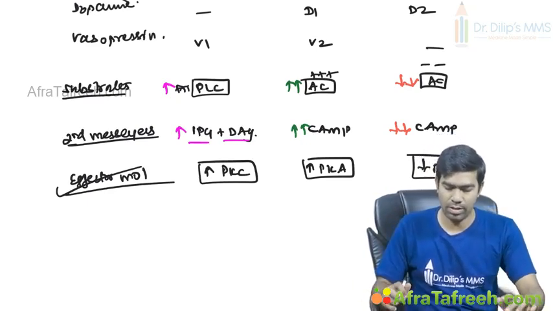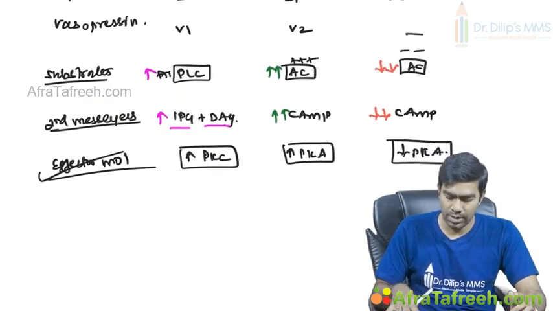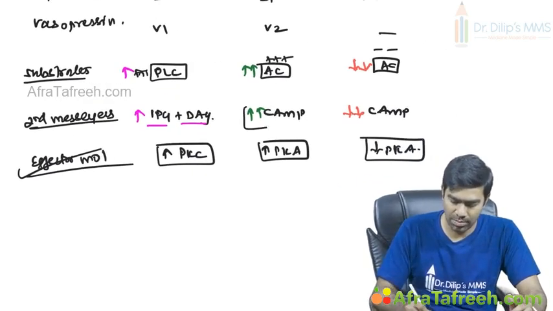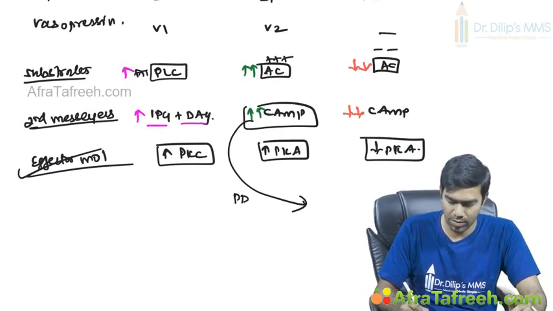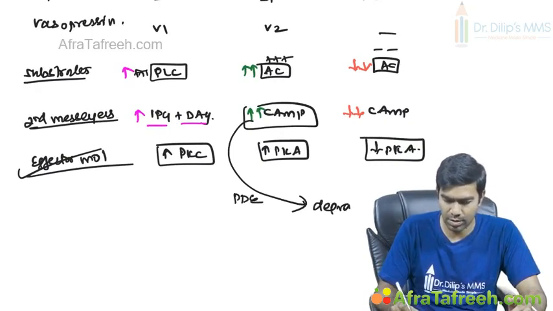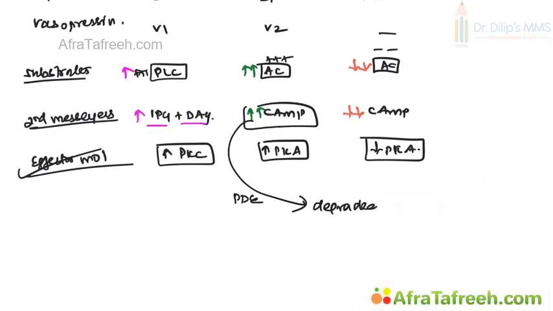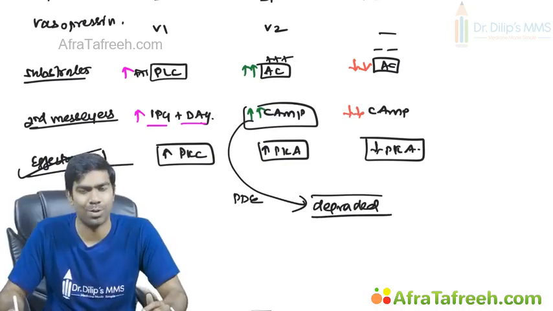Fine, all right. So cyclic AMP degradation is also very important. Cyclic AMP can be degraded by a group of enzymes called phosphodiesterase, because we have phosphodiesterase inhibitors also in the market, which is again very important to understand.